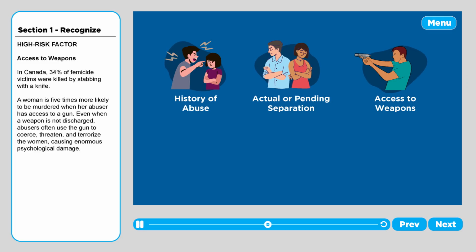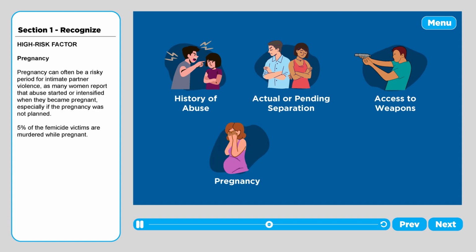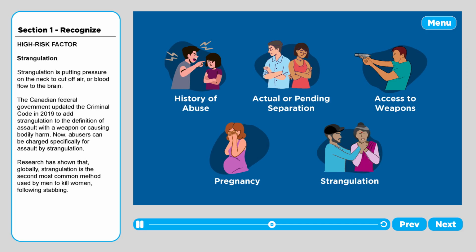Even when a weapon is not discharged, abusers often use the gun to coerce, threaten, and terrorize the women, causing enormous psychological damage. Pregnancy. Pregnancy can often be a risky period for intimate partner violence, as many women report that abuse started or intensified when they became pregnant, especially if the pregnancy was not planned. 5% of the femicide victims are murdered while pregnant.